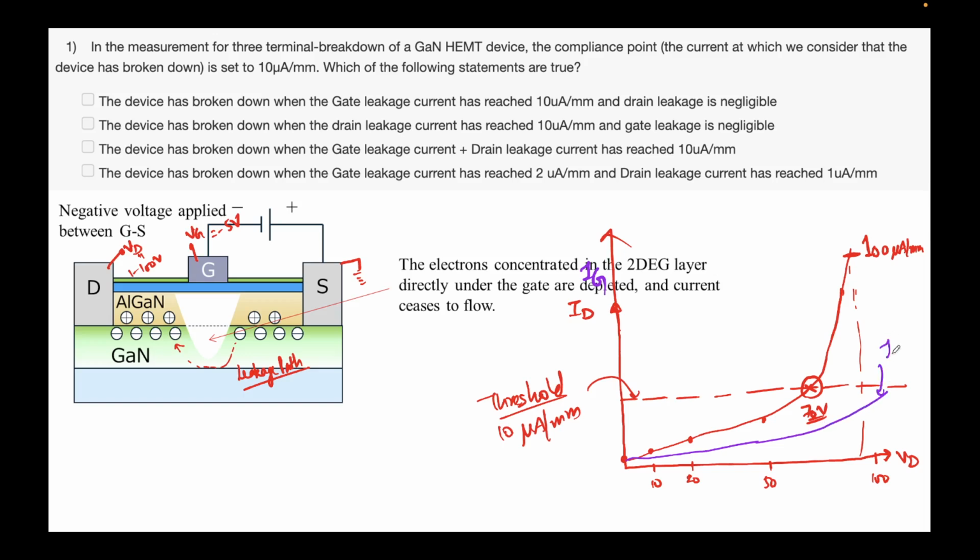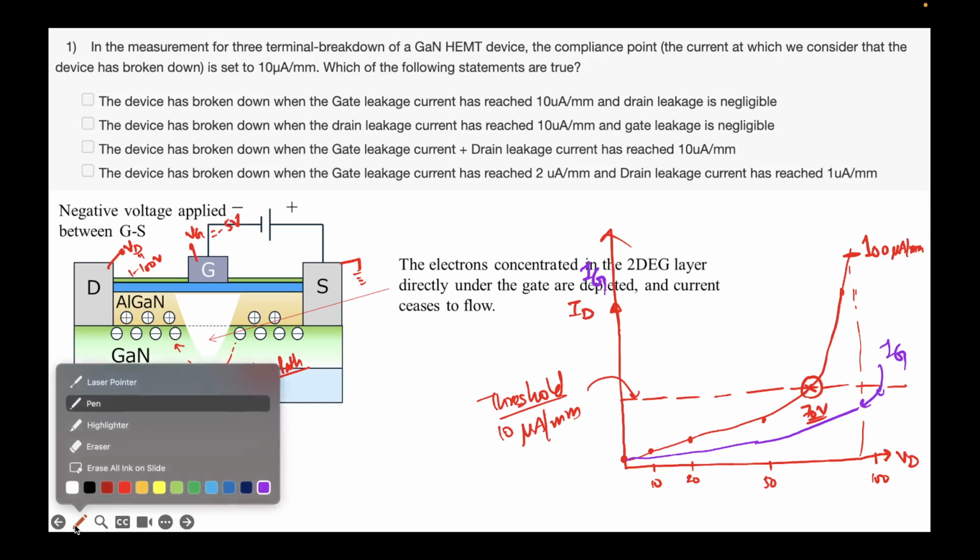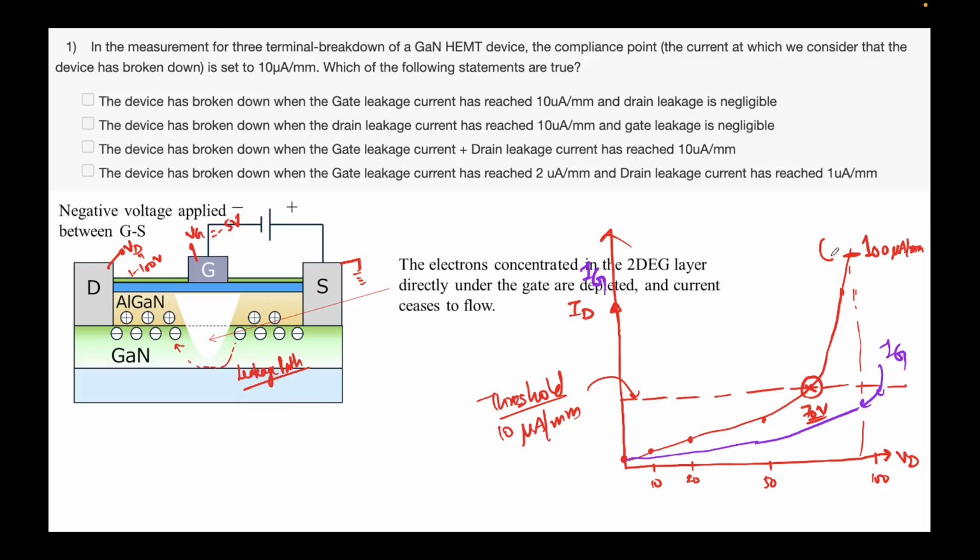This is IG. So you see up to 100 volts. I can only draw up to 100 because my instrument supports that. I can only go up to VD equal to 100 volts. This is an old instrument. I cannot go beyond that. So this is how the IG will look like. In the red was your ID. This was your ID.